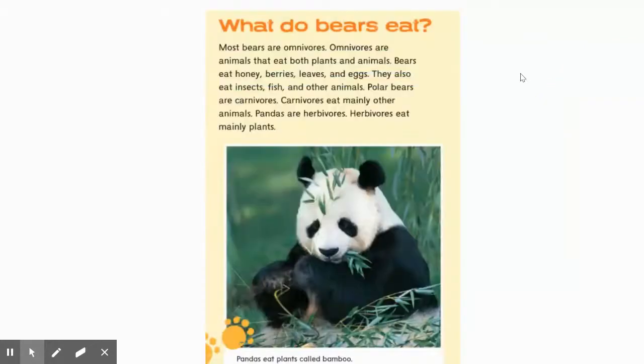This page shows us what bears eat. And on this page, we learn that bears can be omnivores, some bears are herbivores, and some bears are carnivores. So there are lots of different species of bears, and they all eat a little differently. So again, a great fact to learn about bears, but it doesn't give me information about bears and baby bears. It just tells me the different bears eat different food. So I'm not going to include that on my key detail chart.